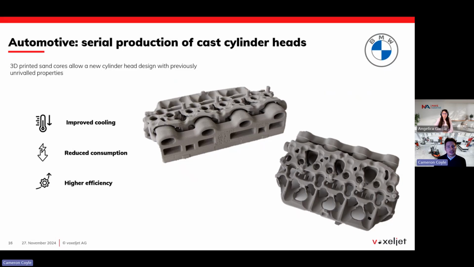And this is quite common for what we see more and more today from end users. More and more designs are being created that challenge the conventional way of manufacture, and therefore 3D printing can offer a really nice solution to address those challenges.